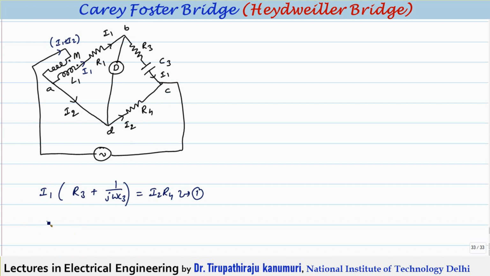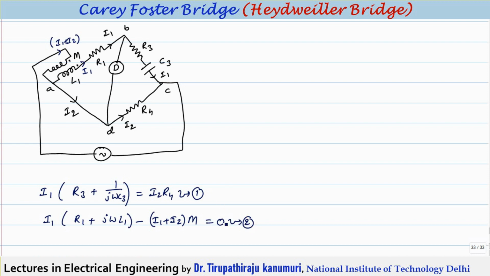Similarly, for the second condition, in the primary side branch, I can write I1 multiplied by (R1 plus j omega L1), minus (I1 plus I2) times the mutual inductance M, because it is negatively coupled, that is why I have written minus. This will be equal to 0, because there is no element here. I am taking this as equation number 2. This we will simplify further later on.